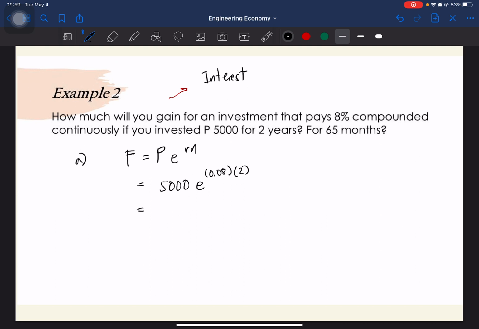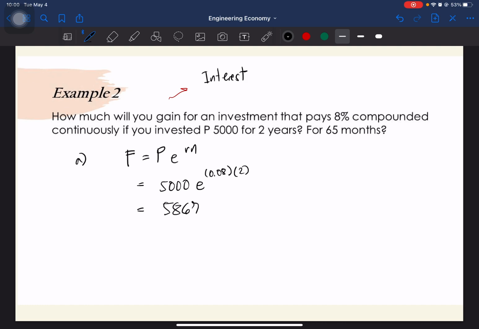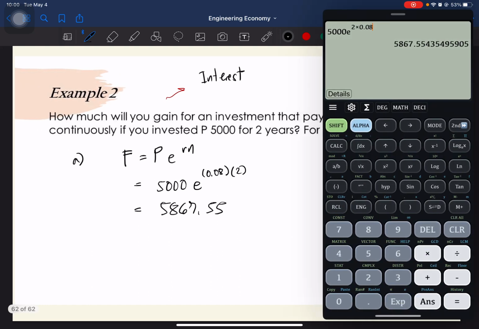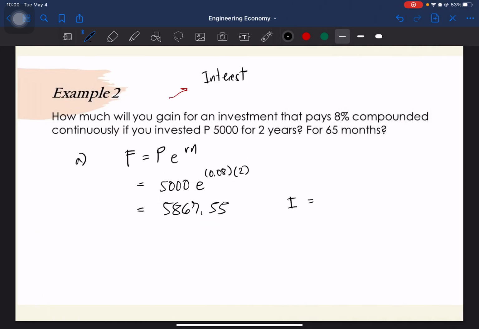So, napaka-basic. May insulto ka pagka binigyan ka ng ganyan sa exam dahil isip mo, wala naman mas mahirap dyan. Raised to 2 times 0.08. Okay, so that's 5,867.55. Okay, let's go to decimal na lang. So, ang interest natin is 867.55.